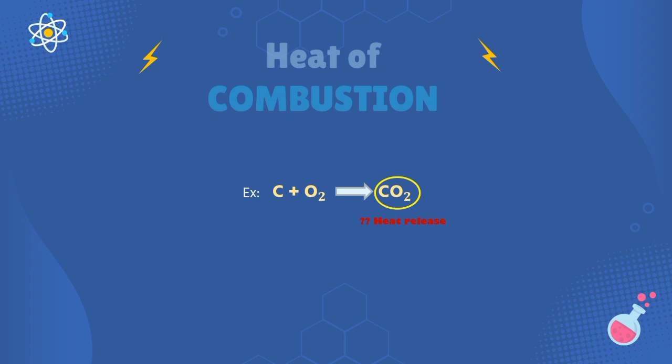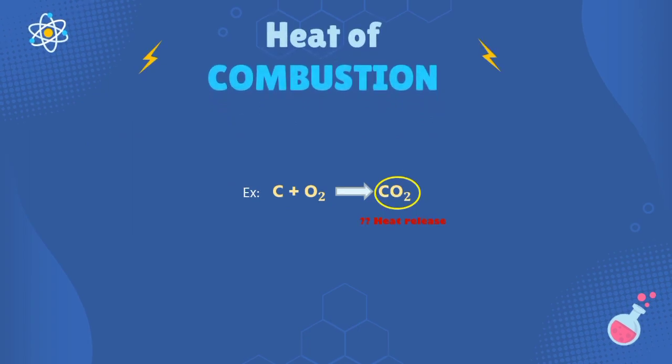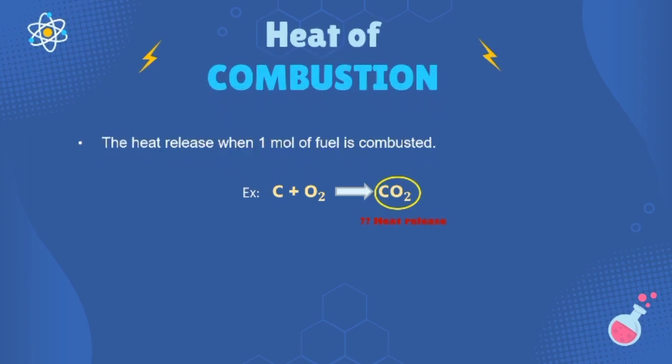Heat of combustion. Heat of combustion is the heat released when 1 mole of fuel is combusted. In this equation, carbon is the fuel. When carbon burns completely in oxygen, it forms carbon dioxide. So 1 mole of carbon dioxide is calculated to find the heat release.